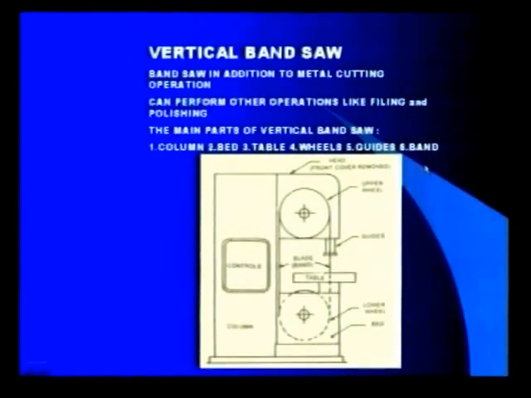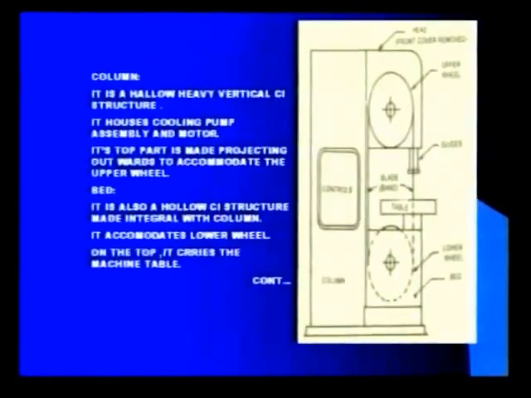We discuss the functions of various parts one by one. Column: it is a hollow vertical structure with its head projected outwards to accommodate the upper wheel. It encases the coolant feed pump and electric motor which drive the main shaft. Next one, bed. It is also a hollow cast iron structure made integral with the column. It accommodates the lower wheel. On the top of it, it carries the machine table.